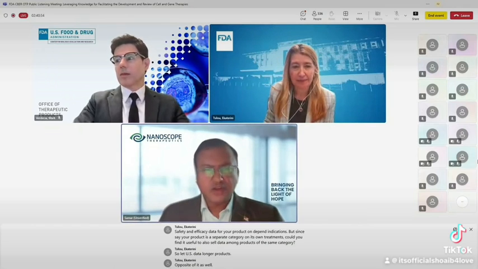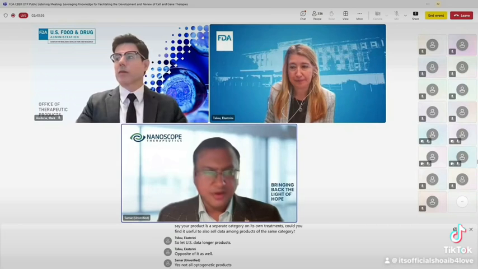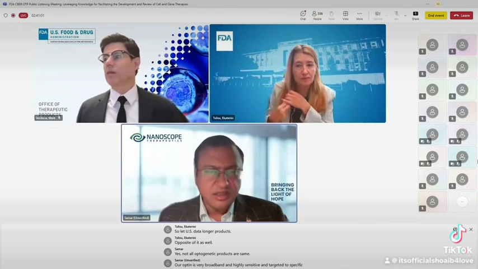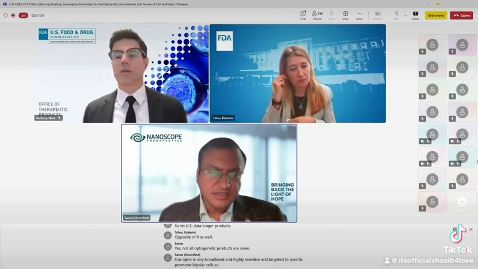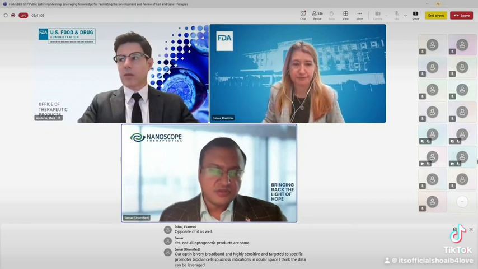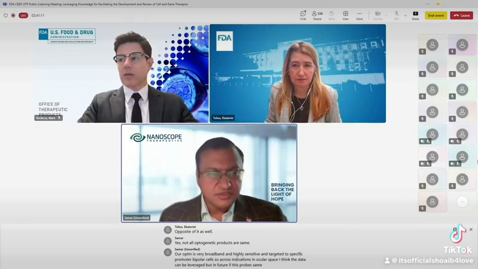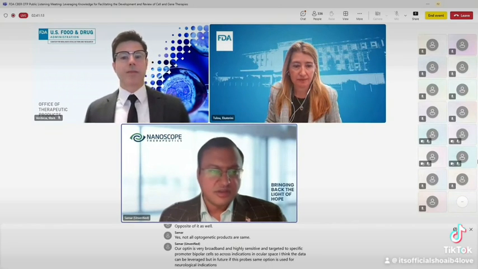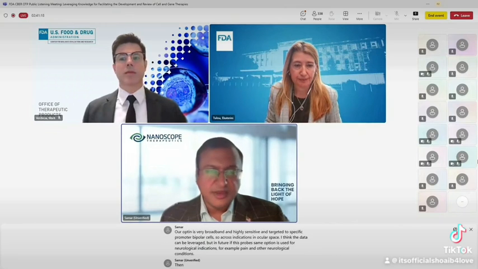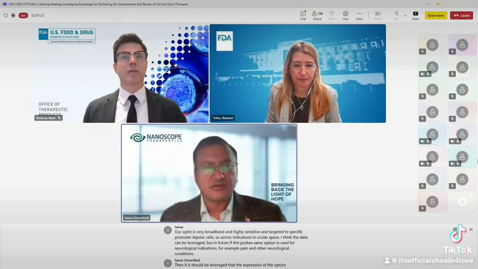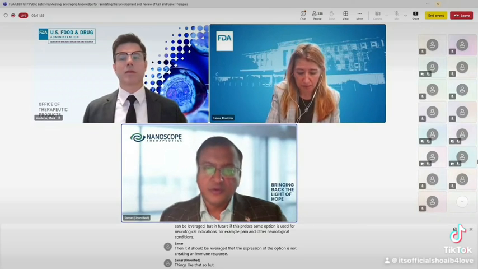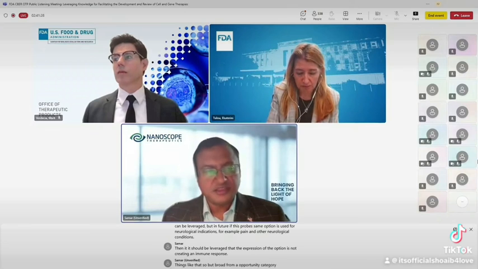Yes, not all optogenetic products are the same. Our opsin is very broadband and highly sensitive and targeted to a specific promoter, bipolar cells. So across indications in the ocular space, I think the data can be leveraged. But in future, if this same opsin is used for neurological indications, for example, pain and other neurological conditions, then it should be leveraged that the expression of the opsin is not creating any immune response. But broadly, from an optogenetic category, I think all opsins are different.